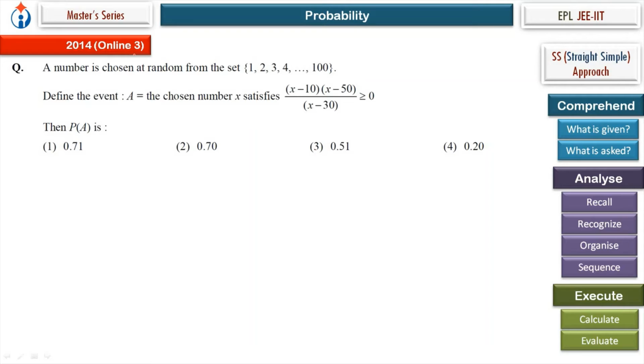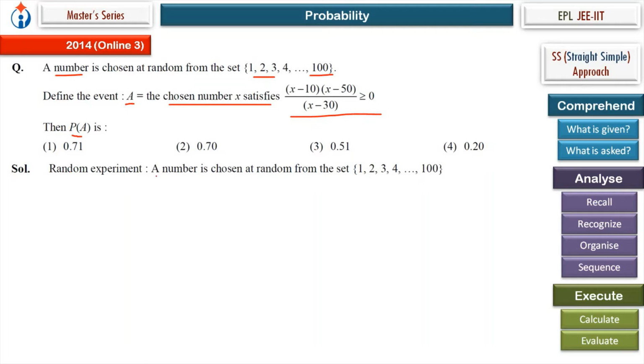2014 online 3, third paper in the online. What is given? A number is chosen at random from the set of the first 100 natural numbers. So that's our set. This is given. And we describe the event A. The chosen number X satisfies this rational inequality in one parameter. And what is asked? Probability of event A. So we need set A.